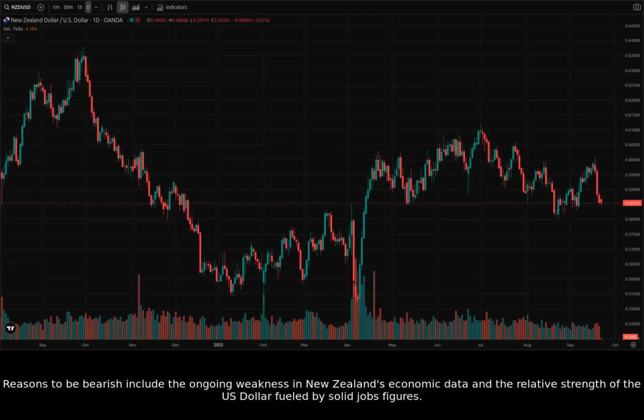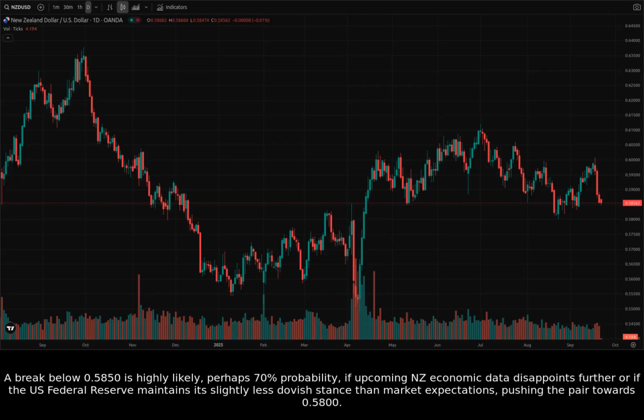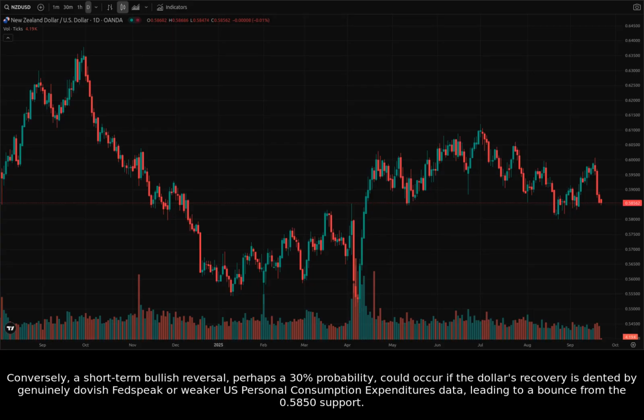Reasons to be bearish include the ongoing weakness in New Zealand's economic data and the relative strength of the US dollar fueled by solid jobs figures. A break below 0.5850 is highly likely, perhaps 70% probability, if upcoming NZ economic data disappoints further, or if the U.S. Federal Reserve maintains its slightly less dovish stance than market expectations, pushing the pair towards 0.5800.